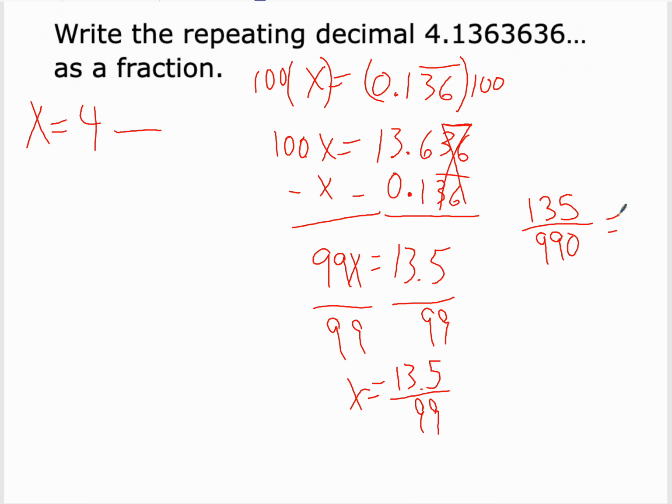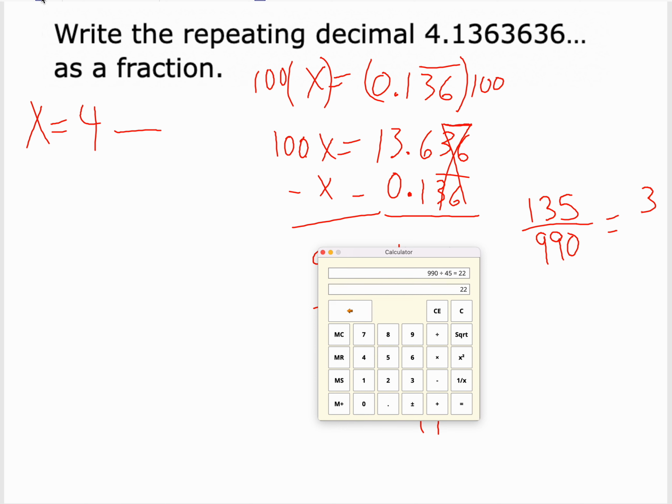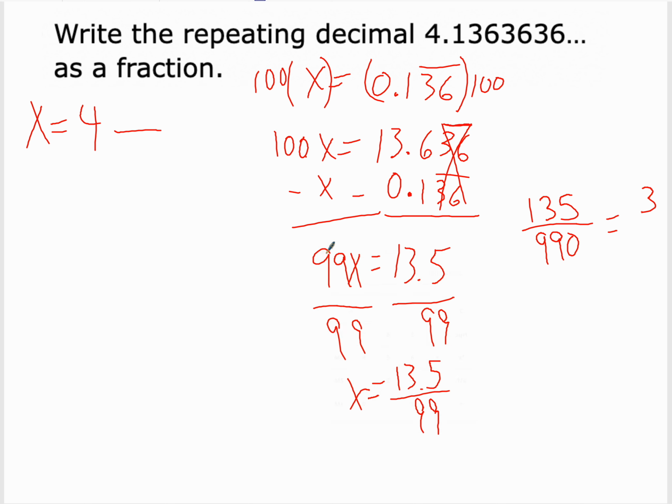And so 45 goes into 135 3 times. And 990 divided by 45 is 22. I couldn't remember what that one was. So 3 over 22. So my answer is 4 and 3/22 seconds. That's awesome.